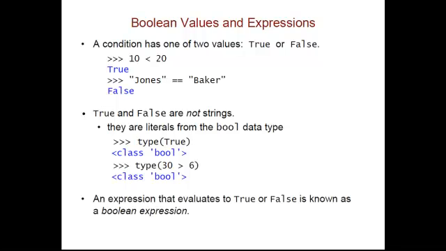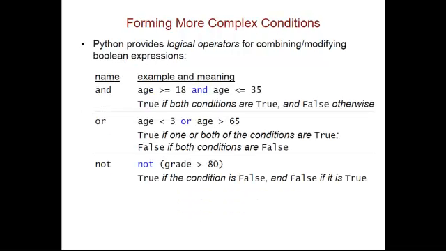Any expression that evaluates to true or false is known as a Boolean expression, and true and false are Boolean values. We can form more complex conditions by using what are called the logical operators: and, or, and not. And they either combine Boolean expressions or they modify the value of a Boolean expression. I've summarized how they work here on this slide. You can find more information in the textbook.